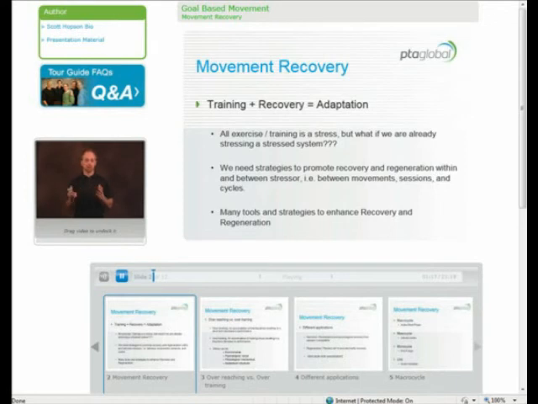So the whole point of this lecture now is to cover movement recovery. What tools, what techniques, and how can we safely and simply use them to promote recovery? There are many, many strategies to promote recovery, and there are many, many ways that we can do this.